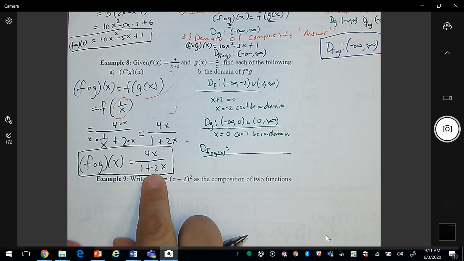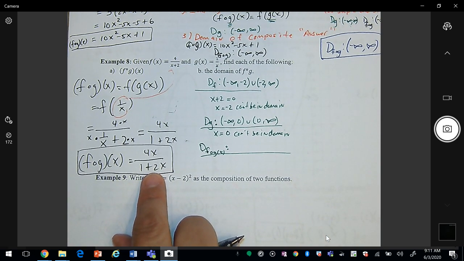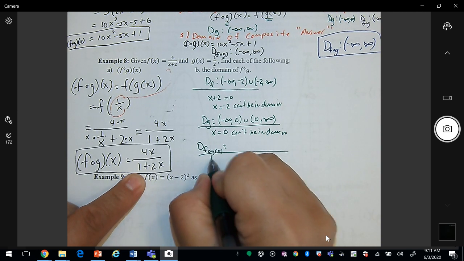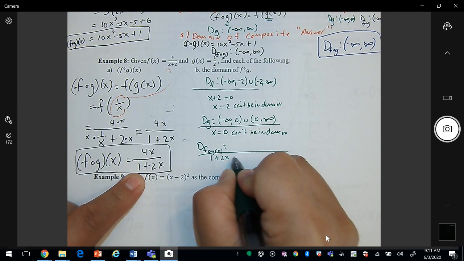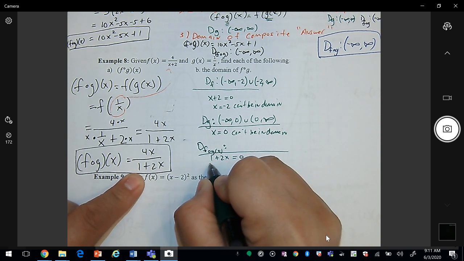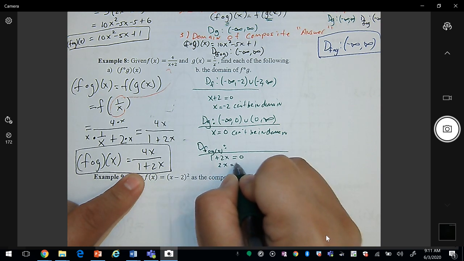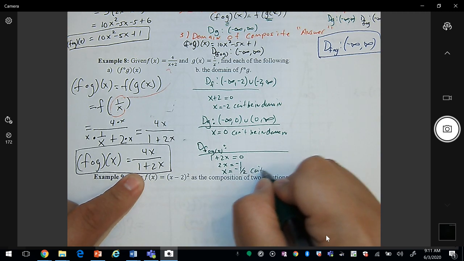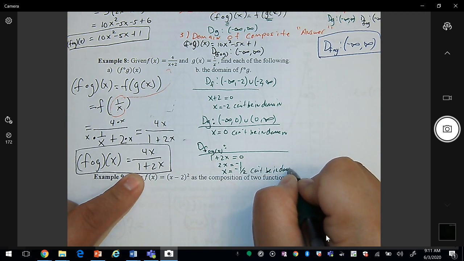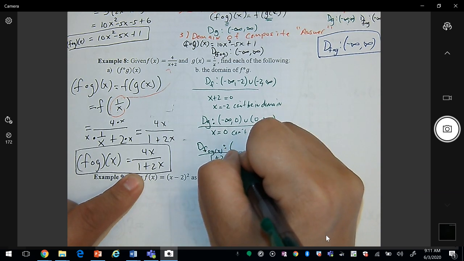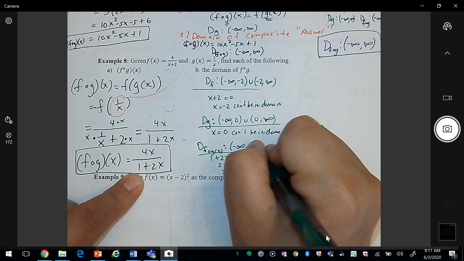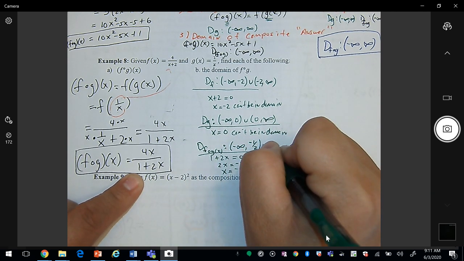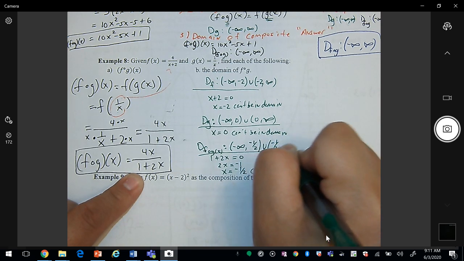So notice that the composition has a fraction. So we set the denominator equal to 0 and solve for x. So subtract the 1 and divide by 2. So negative a half can't be in the domain. So my domain will go from negative infinity to negative a half, union negative a half to infinity.